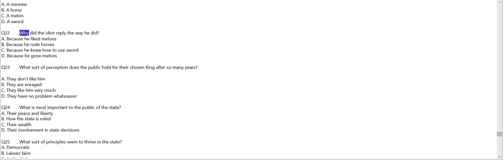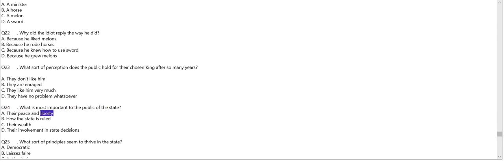Q22. Why did the idiot reply the way he did? A. Because he liked melons. B. Because he rode horses. C. Because he knew how to use sword. D. Because he grew melons. Q23. What sort of perception does the public hold for their chosen king after so many years? A. They don't like him. B. They are enraged. C. They like him very much. D. They have no problem whatsoever. Q24. What is most important to the public of the state? A.